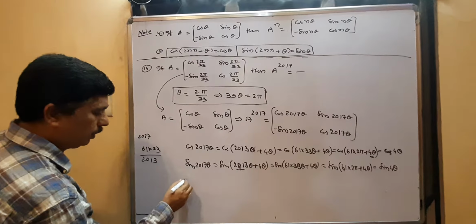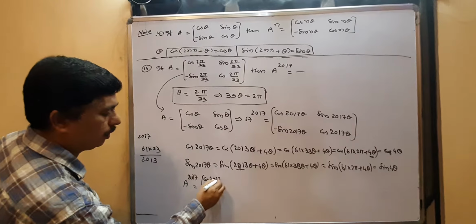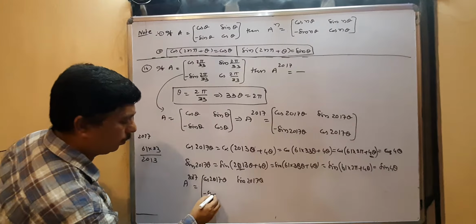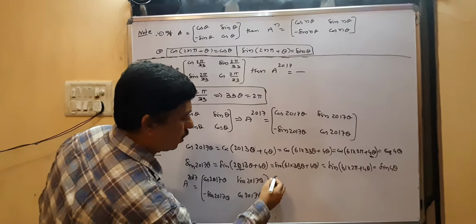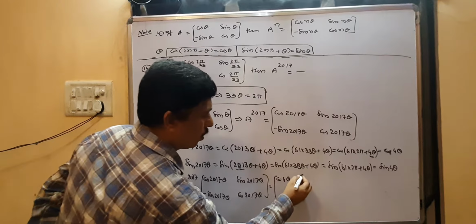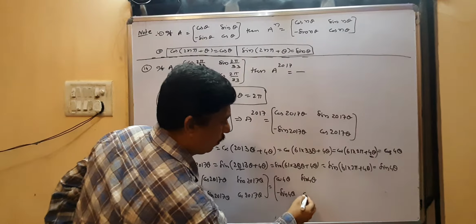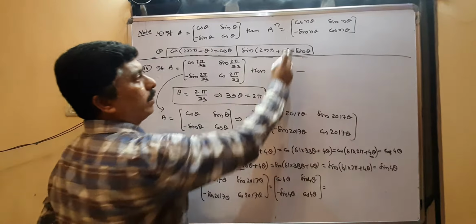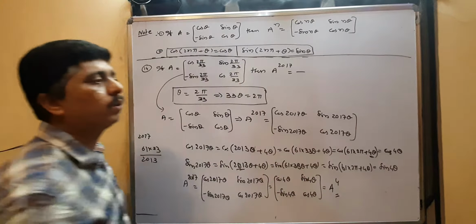Therefore, A power 2017 is the matrix cos 2017 theta, sin 2017 theta, minus sin 2017 theta, cos 2017 theta. Substituting 4 in place of n, we get cos 4 theta, sin 4 theta, minus sin 4 theta, cos 4 theta. So A power 4 is the answer. Copy it.